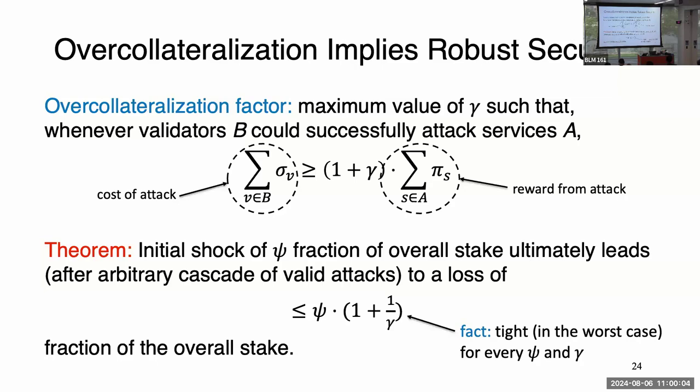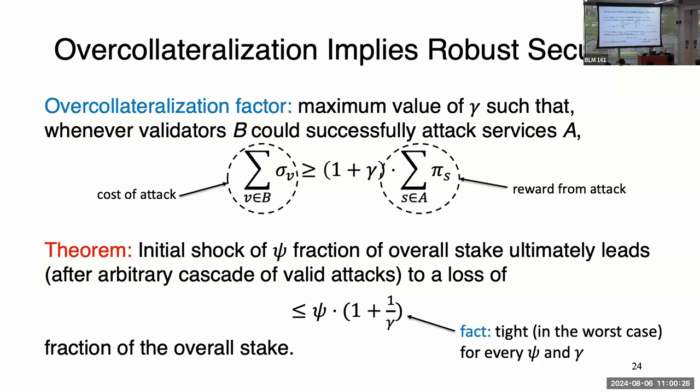Question: does this gamma depend on the sets A and B, or is it a maximization over all sets? It should hold for every set. I guess this is a little loosely stated. It should hold for every A comma B such that B can attack A. That's the formal version of that. So gamma is uniform over A and B.